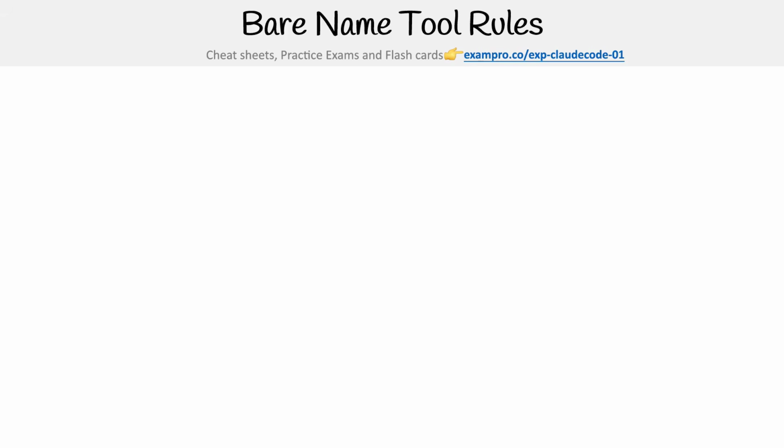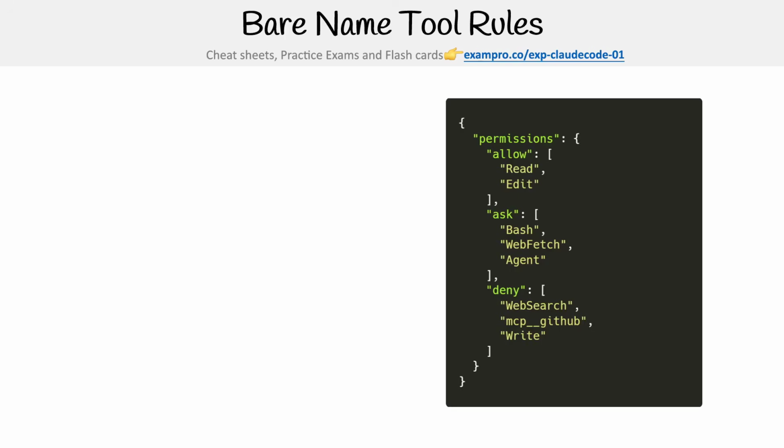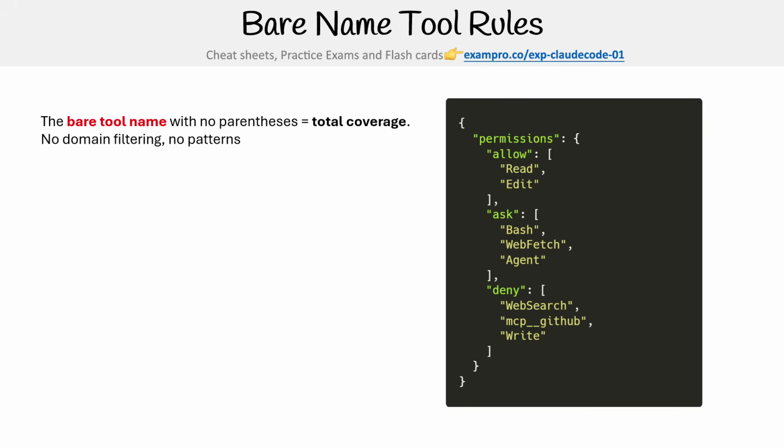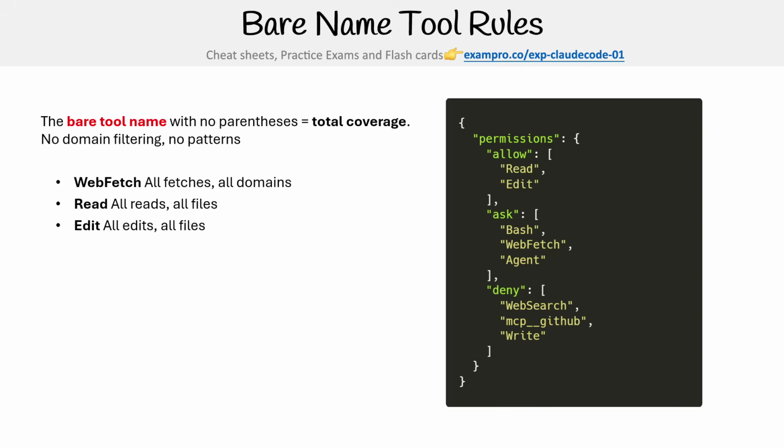Let's take a look at bare name tool rules. So here we have our tools as rules, but notice that there's no parentheses or stuff like that. When you have a bare tool name with no parentheses, that's going to give you total coverage. No domain filtering, no pattern. So web fetch is going to do all fetches, all domains. Read will do all reads, all files.